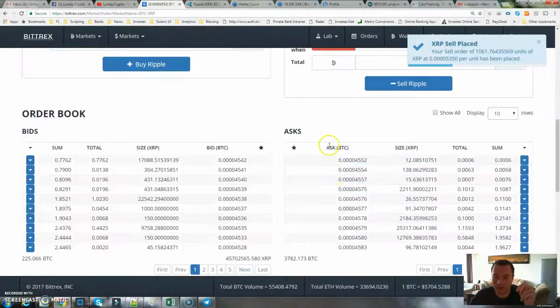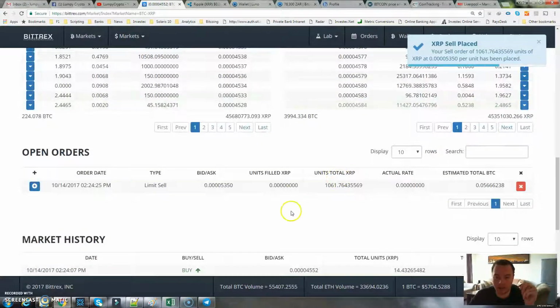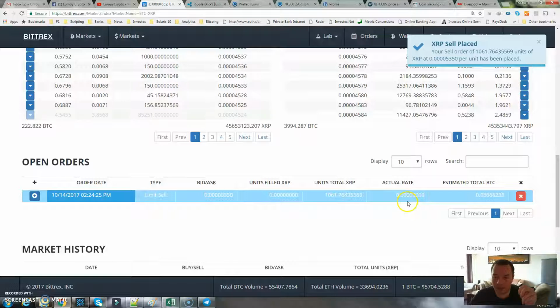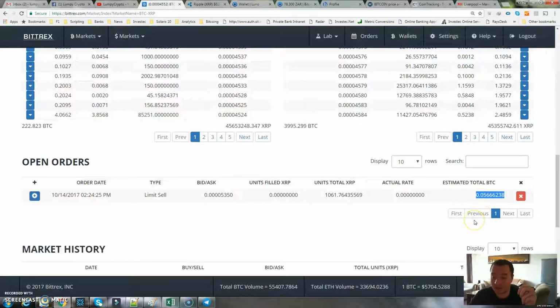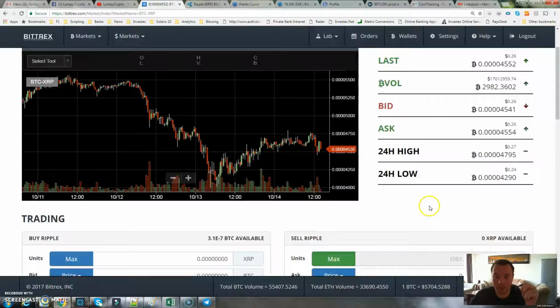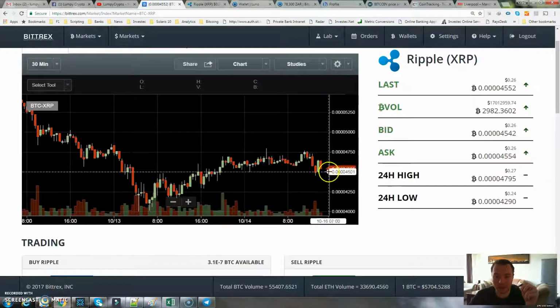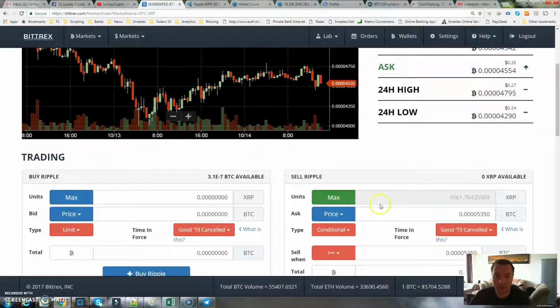Okay, so our sell order is placed, and if it does reach that level, then obviously we'll make a nice little bit of, that's our total amount of Bitcoin we will have left. So that's it, our first Bittrex trade. Stay tuned, and we'll see how that goes.